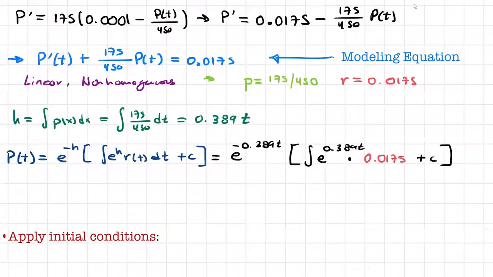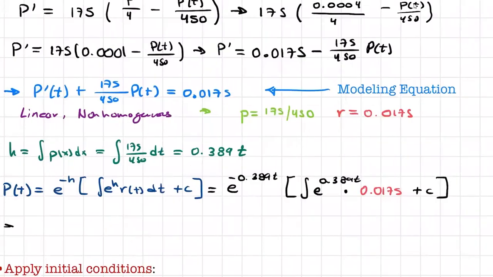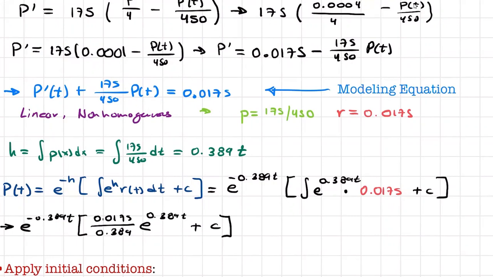So doing all of this, we're going to get that this is equal to e to the negative 0.389t times 0.0175 over 0.389 times e to the 0.389t, this is what the integral is, plus c.